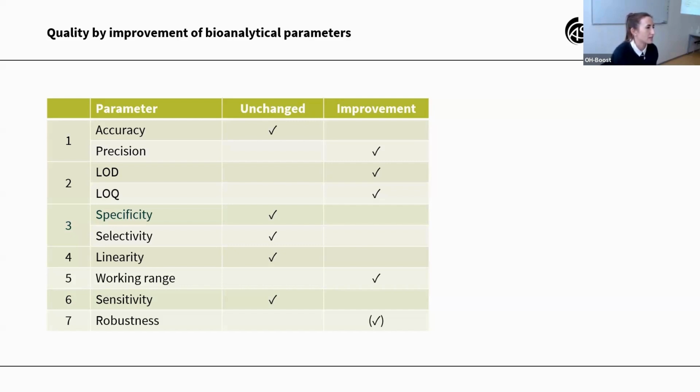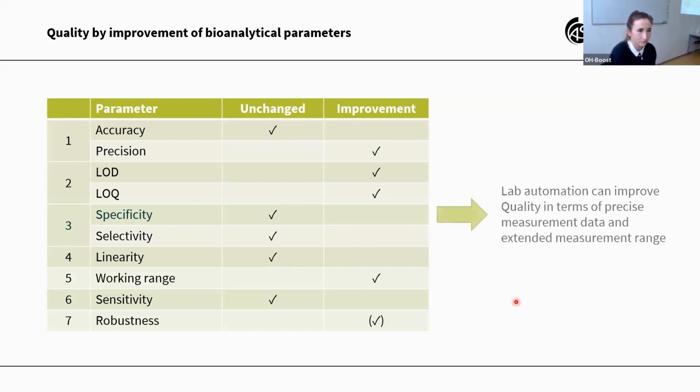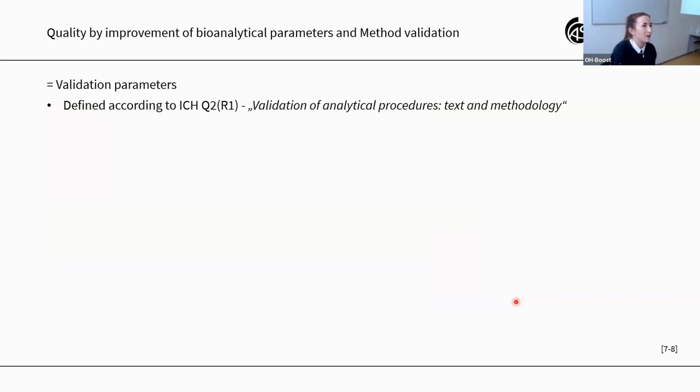So parameters like the accuracy, specificity, selectivity, or linearity are related to the method itself, and others can be improved due to automation. And all in all, we can say that lab automation can improve quality in terms of precise measurement data and extended measurement range. So these bioanalytical parameters are validation parameters, as they are used for method validation in bioanalytics, and they are defined according to the ICH regulatories, validation of analytical procedures, text and methodology.